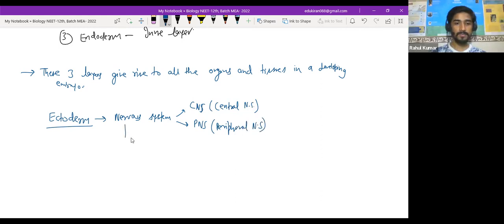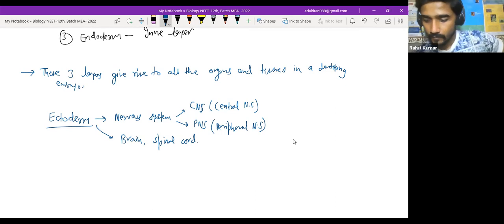Apart from this nervous system, ectoderm also forms the brain and the spinal cord. All the neurons associated, everything.